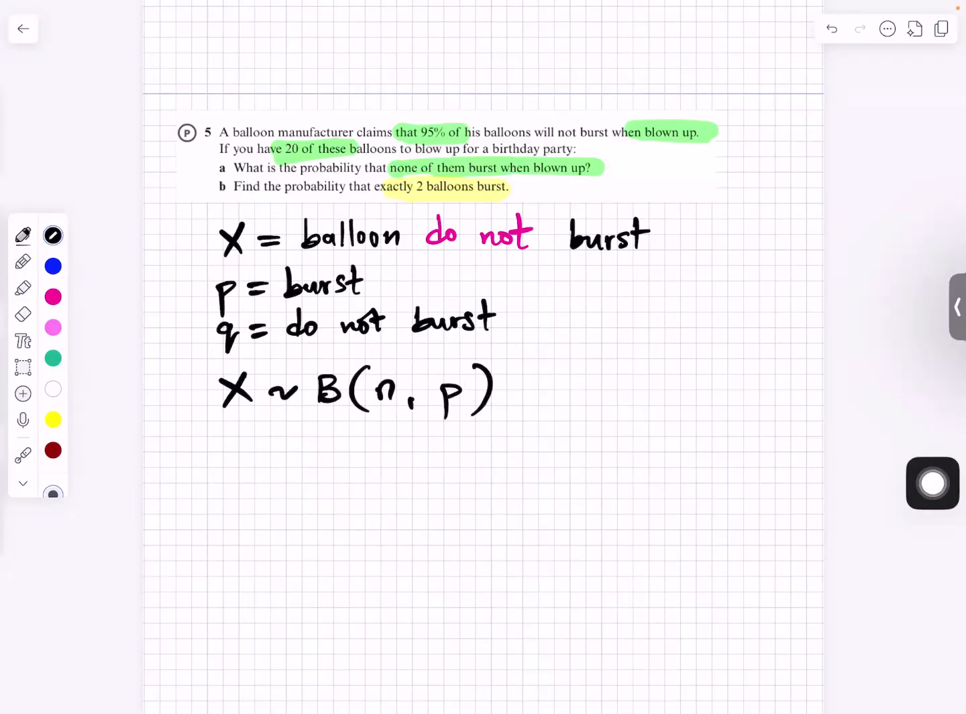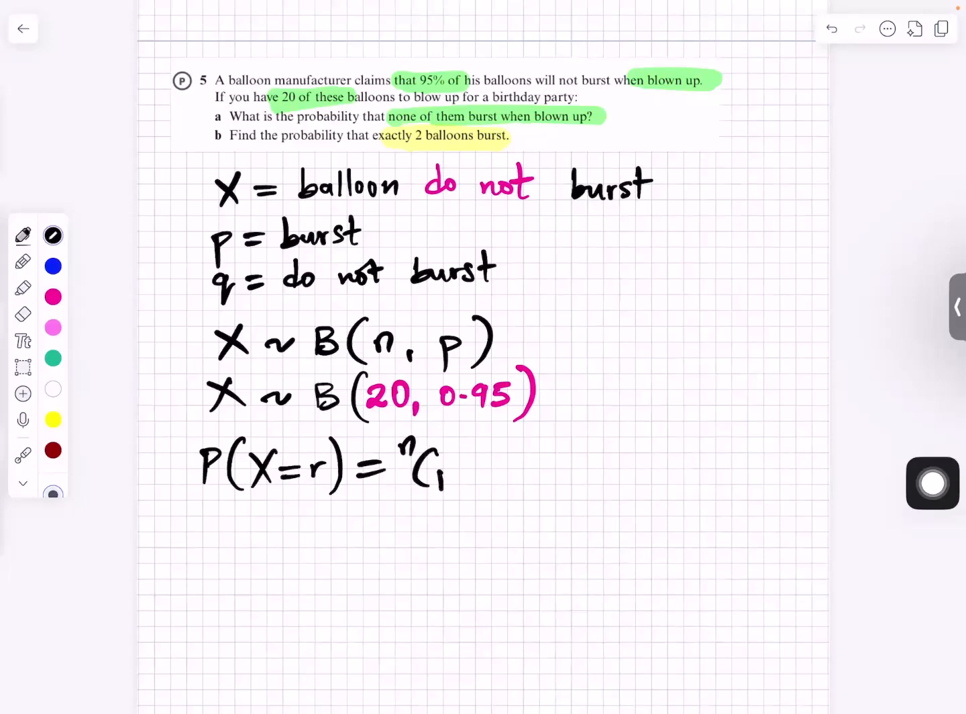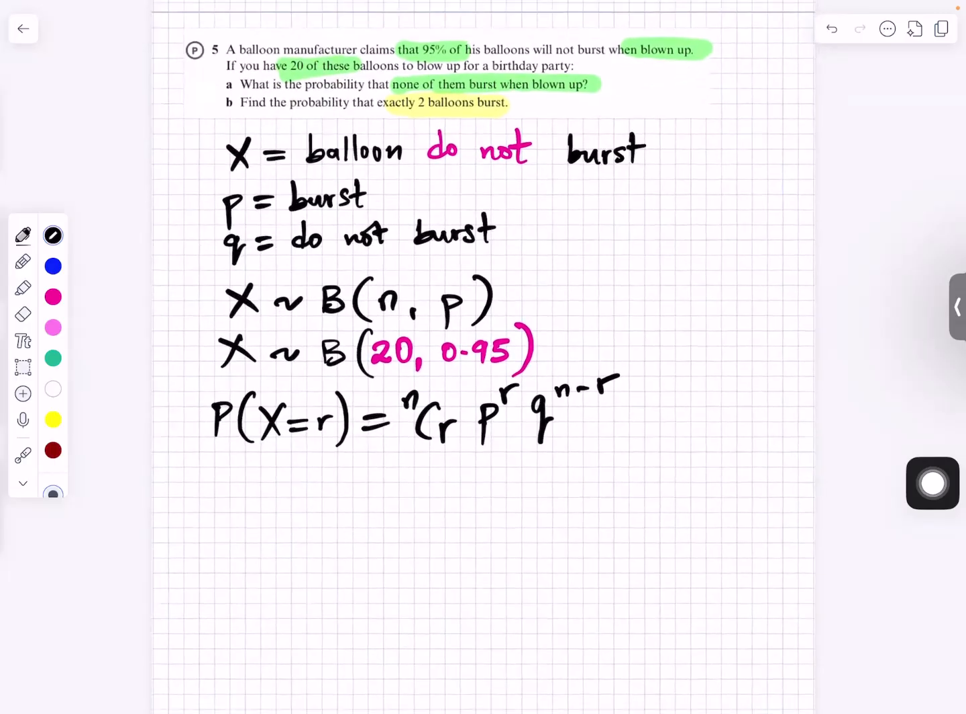You write that. So what do you think N is? N would be 20. Yes, because you've picked 20 balloons. And P, what's the probability of bursting? 0.95. Congratulations, you changed that to a decimal, 0.95, so it's a binomial. So part A, what's the probability? You write the binomial formula if you want to show your working. It is nCr p to the r q to the n minus r. This is showing your working.